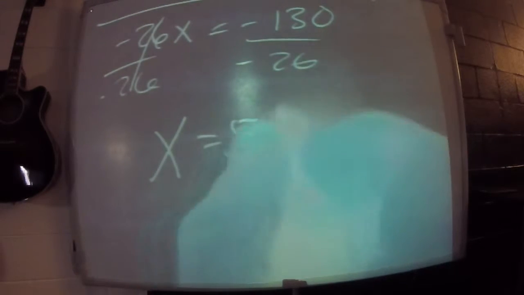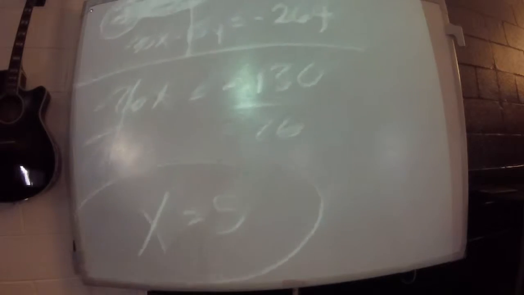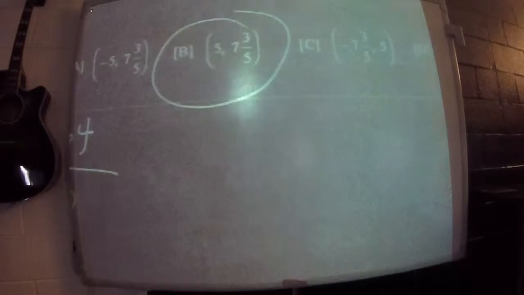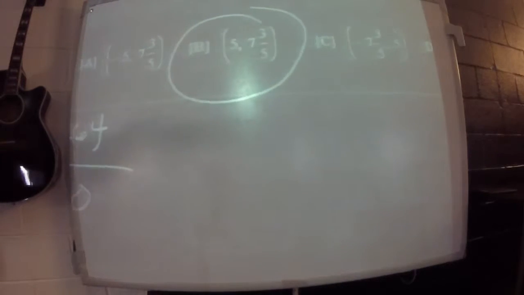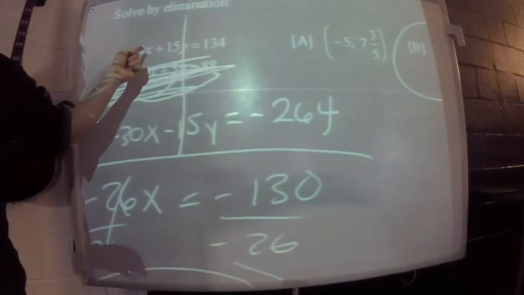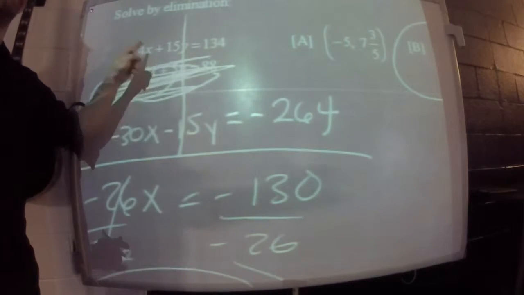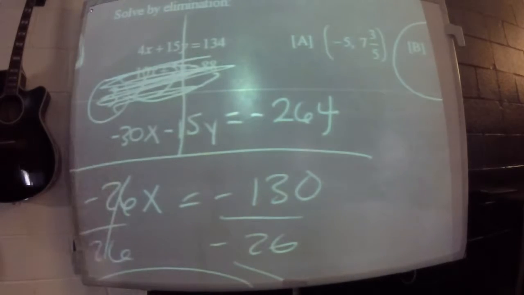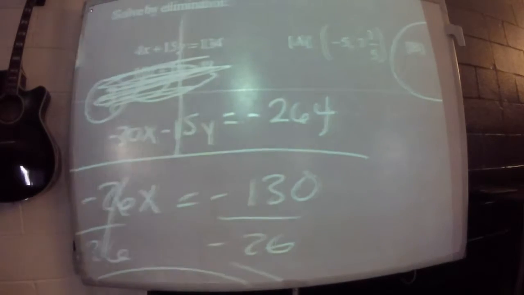All right, how many answers do you have where x is positive 5? One. And again, if you needed to get the y, take that 5 and do what with it? You sub it in for the x. Yeah, x is 5, so sub it in for the x. So 4 times 5 plus 15y equals 134. What was your greatest one?